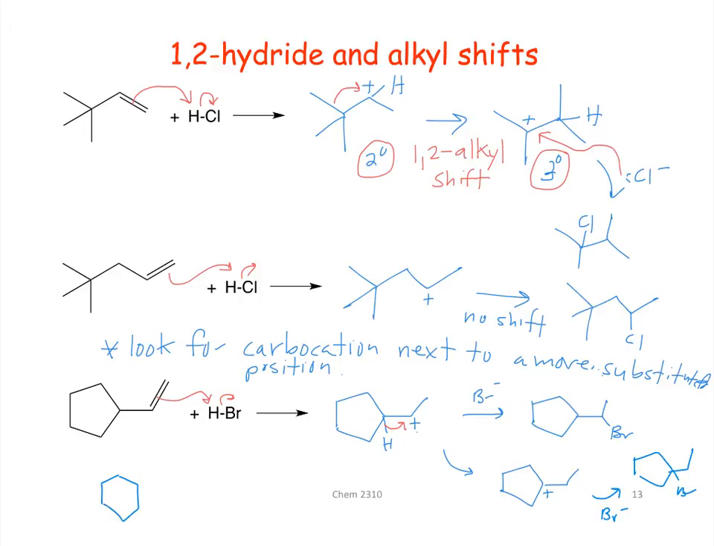What if I said that we could get this product? Dang, look at that. It's not even the same ring size. That's crazy. All right, so what we can have, even though this is in a ring, what if one of these groups, instead of the H, what if this carbon-carbon bond jumped over here? So this would be an alkyl shift.